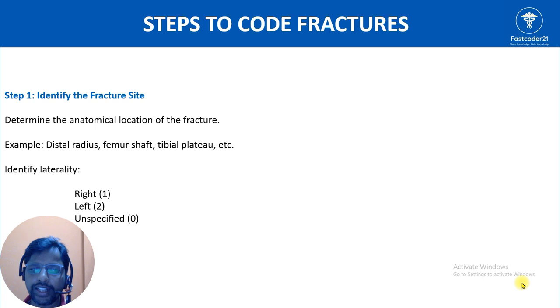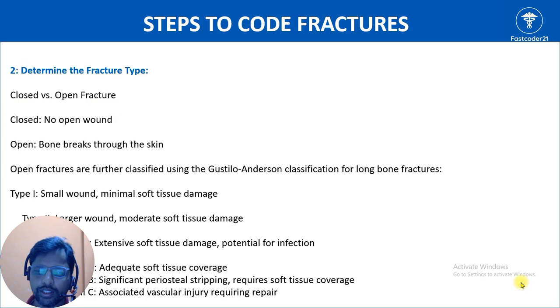Next, you need to check the documentation for laterality. As all of us know, we have bones on the left side and right side. So in order to code appropriately, you need to have good skills to identify the laterality of the fracture. Most of the time in ICD-10 CM, for right you can see 1, for left you can see 2, for unspecified you can see 0 in the code descriptions.